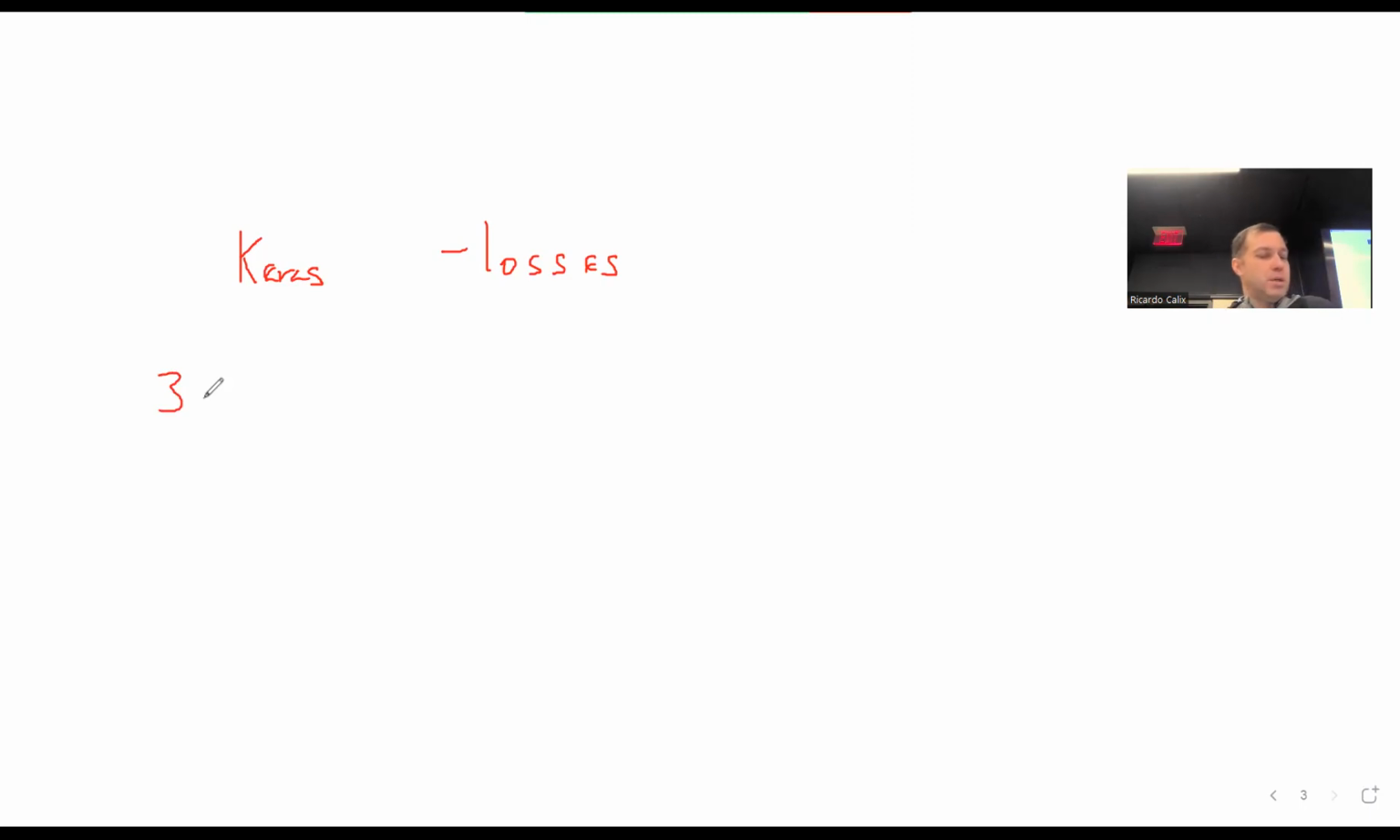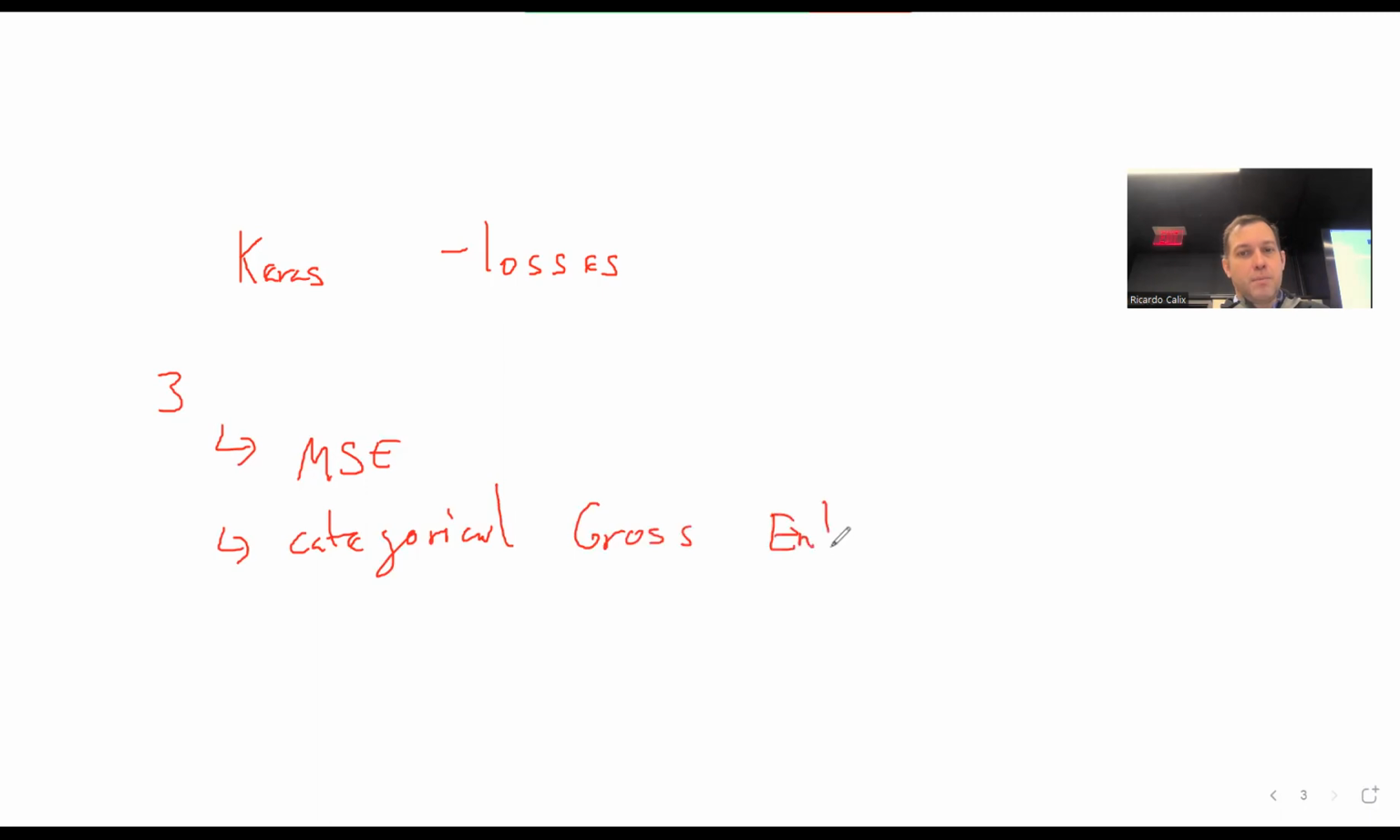However, as I said, I've used 4, and here the notes say three of the most commonly used are MSE, mean squared error, categorical cross entropy, and binary cross entropy.